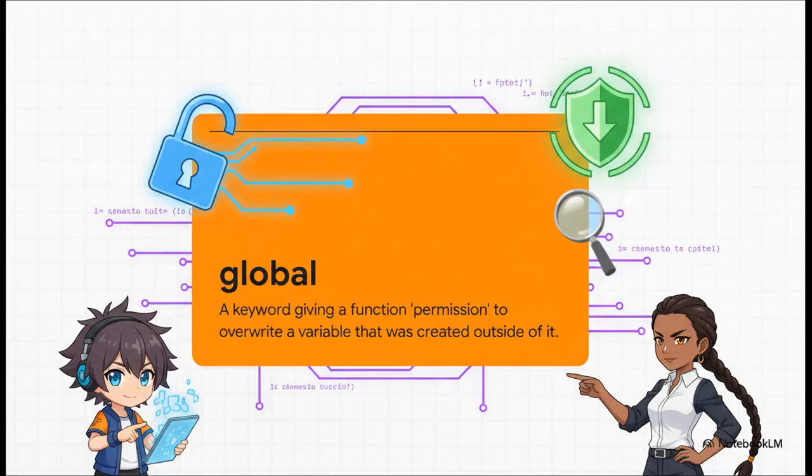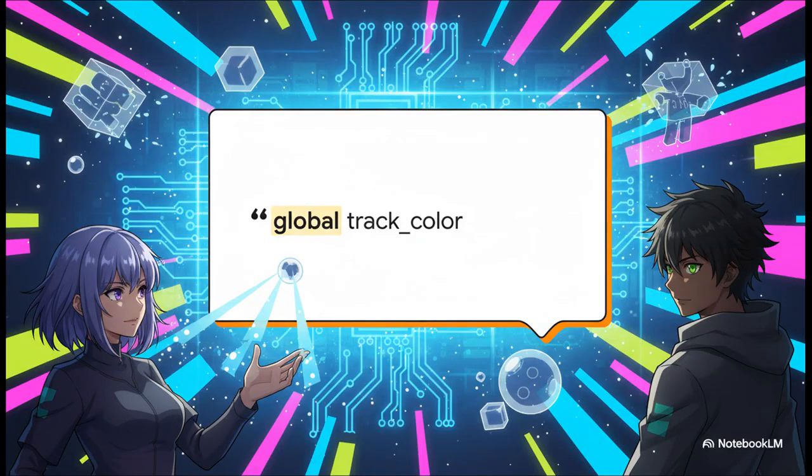And that permission slip has a name. It's the global keyword. It's an explicit instruction. By using global, we're telling our program, hey, I'm giving the update function special authority. I'm letting it reach outside its own little box and change the value of the track color variable. And here's what that permission slip looks like in the code. Seriously, it's just one line. You stick it at the top of the function. With this, we've unlocked its power. Our function can now do more than just move objects around. It can change the very state of the game world itself.